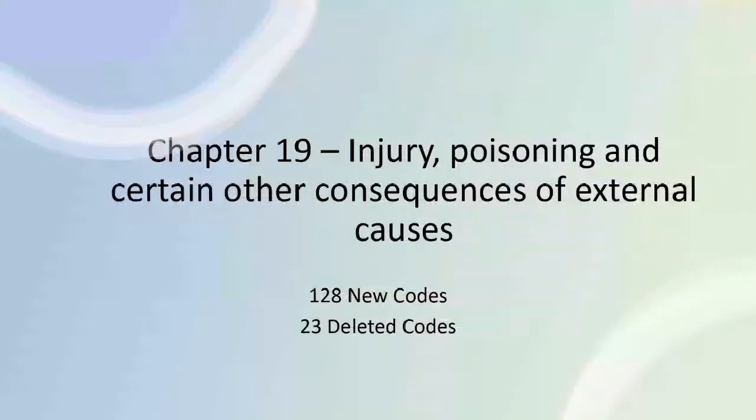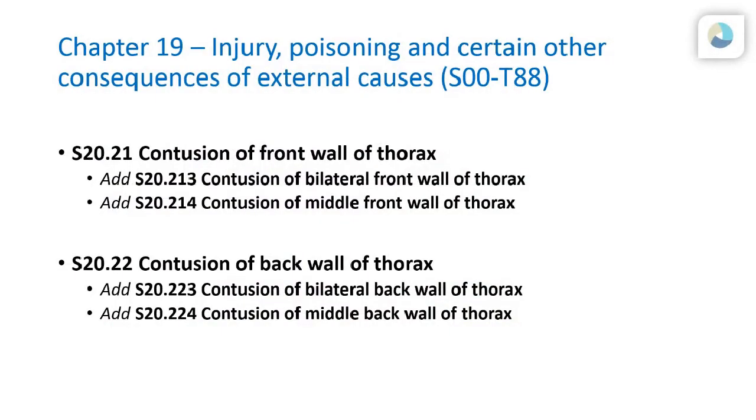Chapter 19 has 128 new codes and 23 deleted codes. I am certainly not going to read all those codes to you, but I'm going to show you the trends. So first we have two new codes for contusion of front wall of thorax, broken out into bilateral front wall versus middle front wall. So a little bit of anatomical specificity here. And then they did the same thing in contusions of the back wall of the thorax, bilateral back wall, middle back wall.